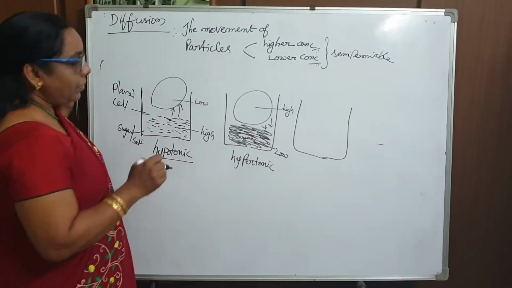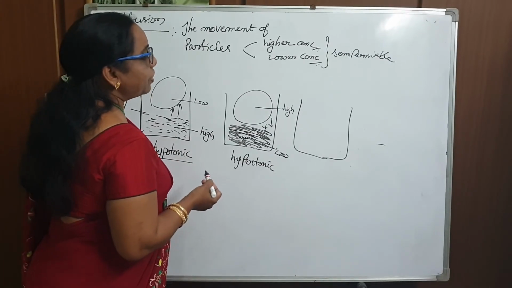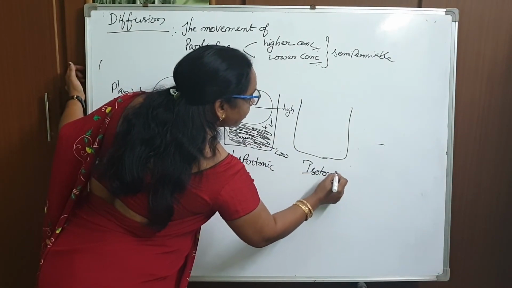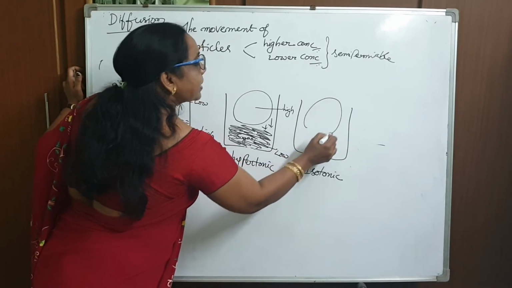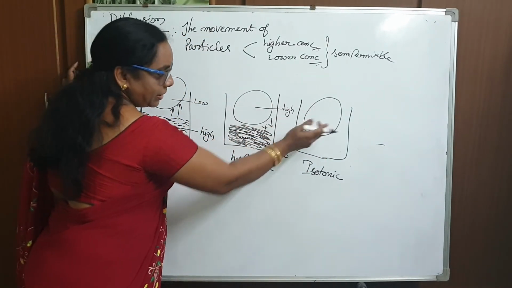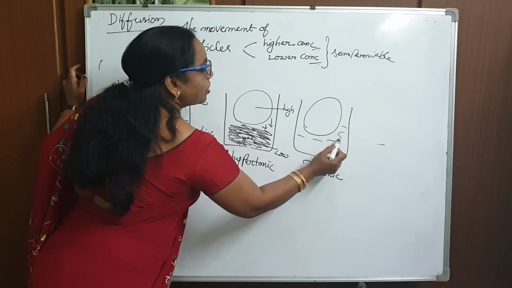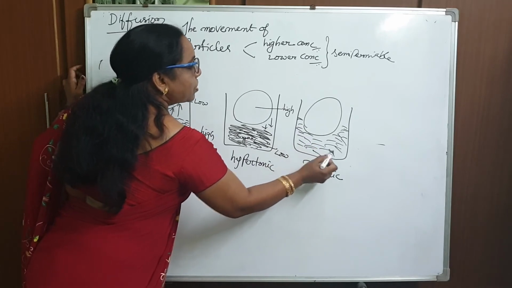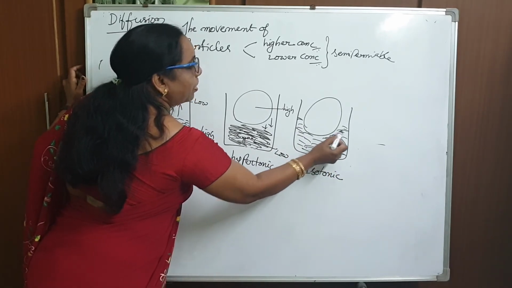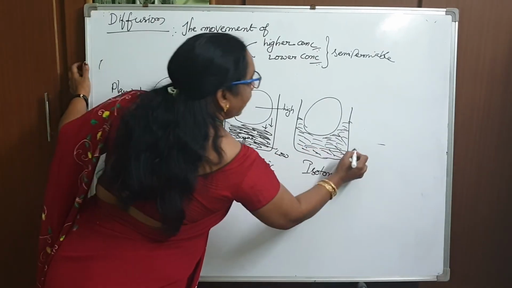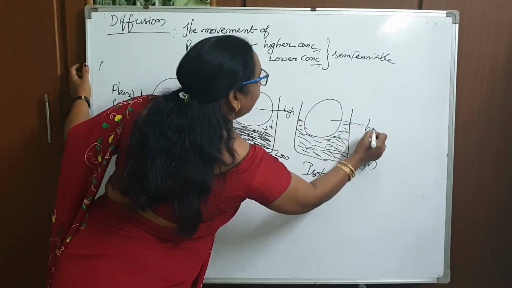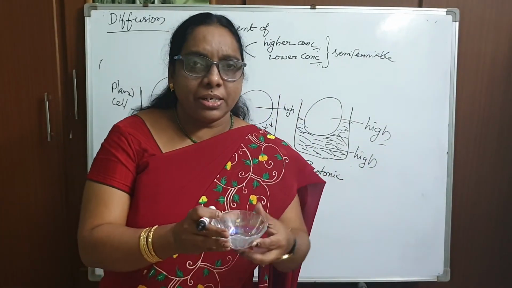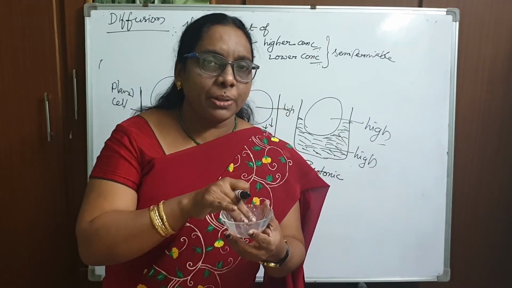Okay. So the next example is the isotonic solution. Here take the swollen resin inside another beaker, and this beaker is also filled with a large amount of water. So we can say the same amount of water. Here the water level is high and here the water level is high. Take the third beaker, fill it with more water, keep the swollen resin inside this beaker and leave it.